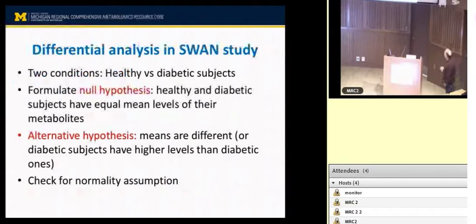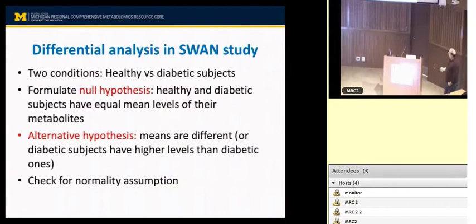So in the SWAN study, things are much simpler because, again, we only have three groups. We have a much simpler design. So, for example, you're interested in healthy versus diabetic. And what does the null hypothesis mean? It means that the means of the particular metabolites that you would like to test are equal. Whereas in the alternative hypothesis, again, you need to be careful of how you formulate the alternative hypothesis.